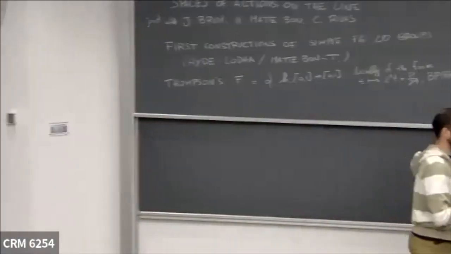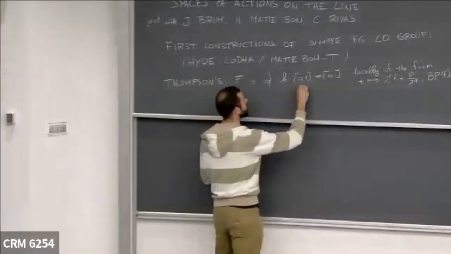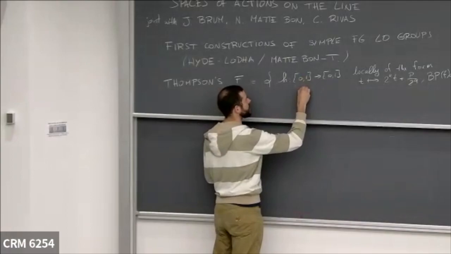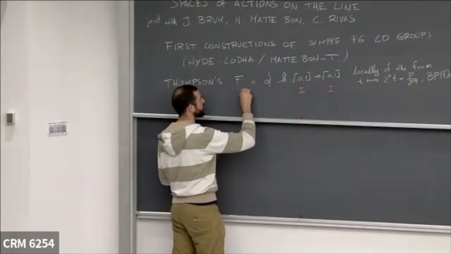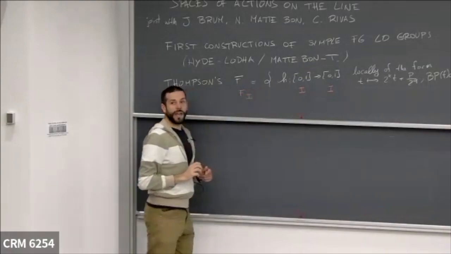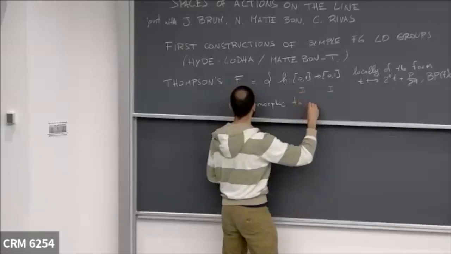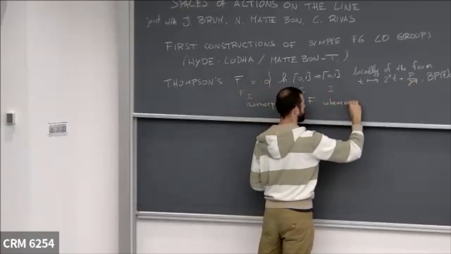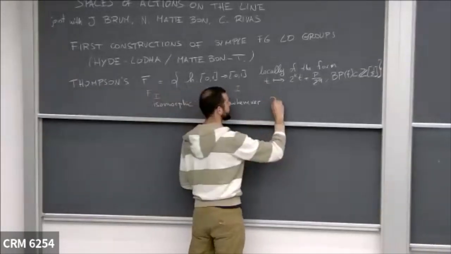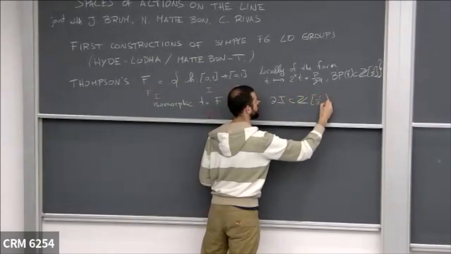If I replace the unit interval by some other interval I, I get another group called F sub I, and this is isomorphic to F whenever I is a dyadic interval, so the endpoints are dyadic rationals.